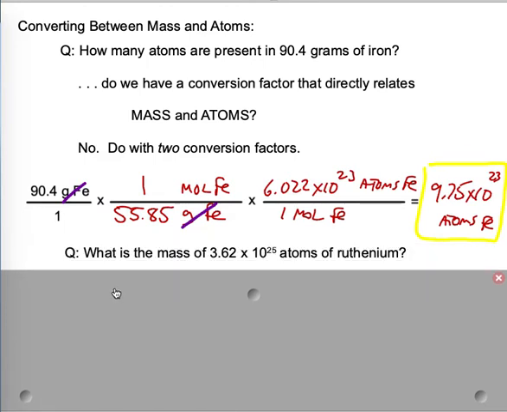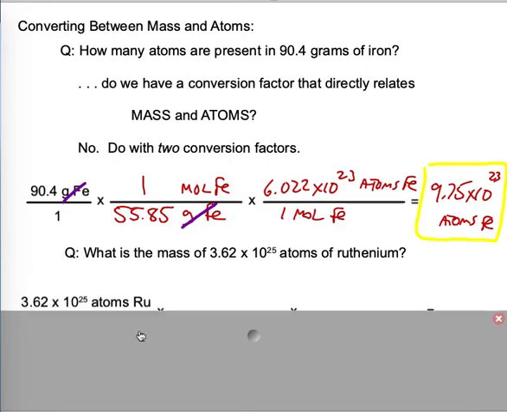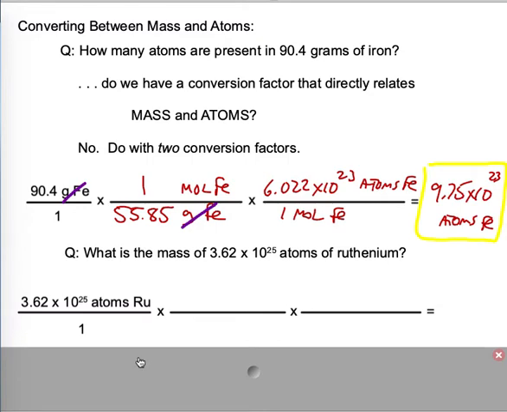Or in the reverse direction, suppose I give you a certain number of atoms of ruthenium and I want to know how many grams that would be, what's the mass in grams, I would do something similar, but in the reverse direction. I would start by writing down the atoms of ruthenium. I can't go directly from atoms to mass, I can only go from atoms to moles, so I will multiply this by 1 mole of ruthenium over 6.022 times 10 to the 23rd atoms of ruthenium. At this point, atoms of ruthenium cancel atoms of ruthenium, and I have moles of ruthenium.